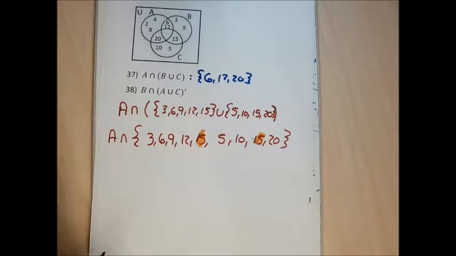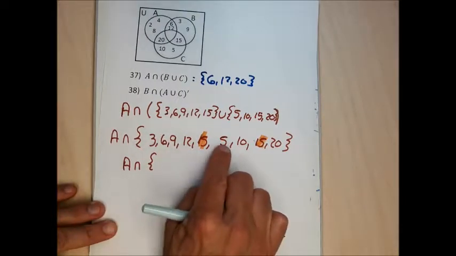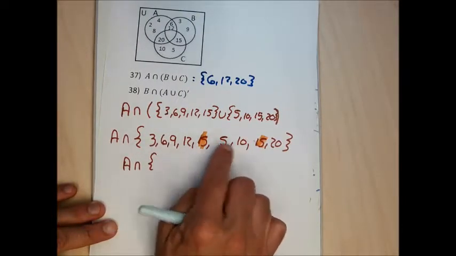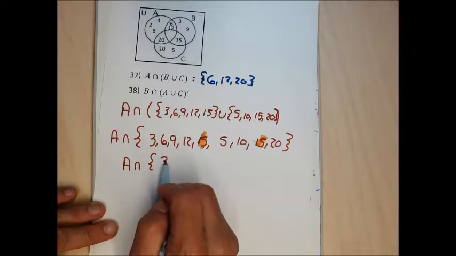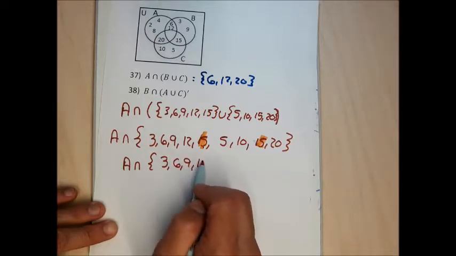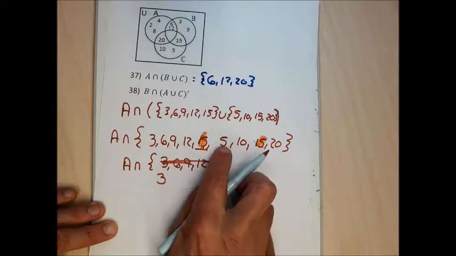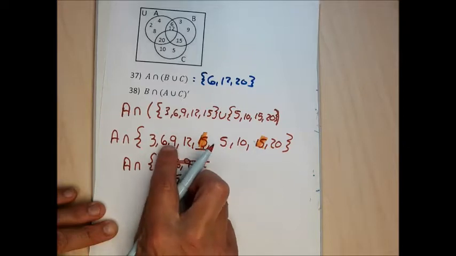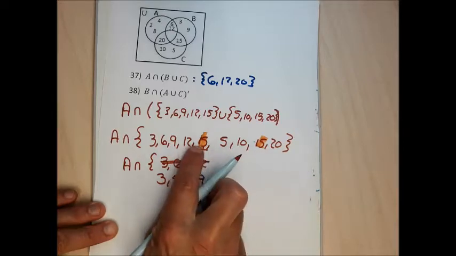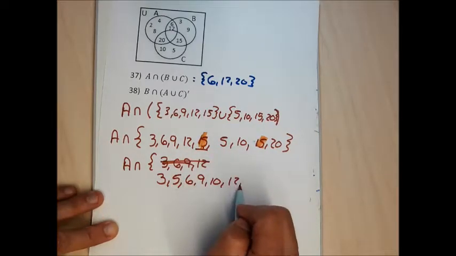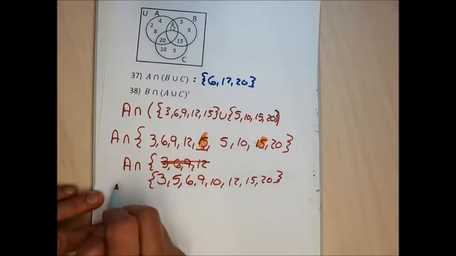And maybe I can write these in a nice order as well. So this is going to give me 3, 5, 6, 9, 10, 12, 20. I need to leave one of the 15s. I can't cross them both out. So it's 3, 6, 9, 12, one of the 15s, I forgot the 5. How about 3, 5, 6, 9, 10, 12, 15, and 20. Ugh, should have not done this problem, huh? So that is what B union C is equal to.